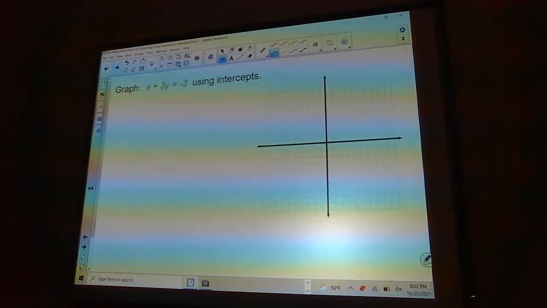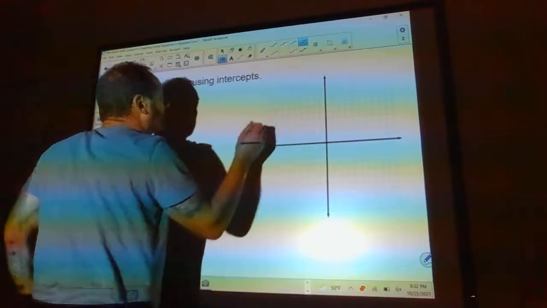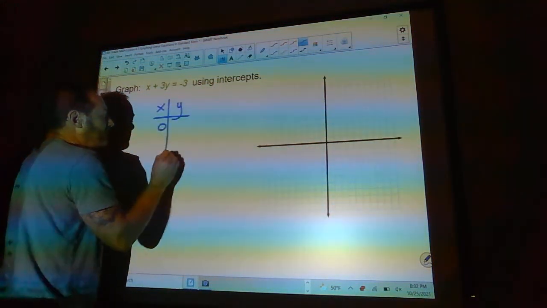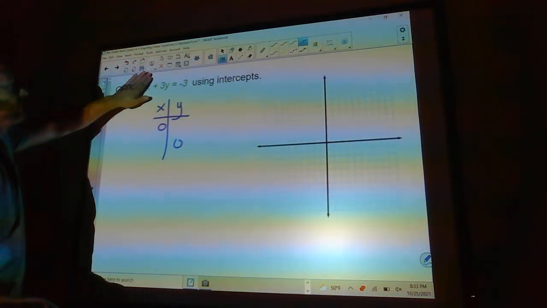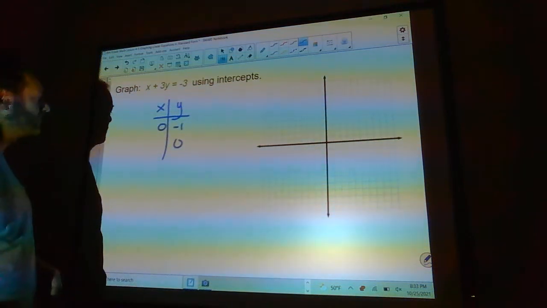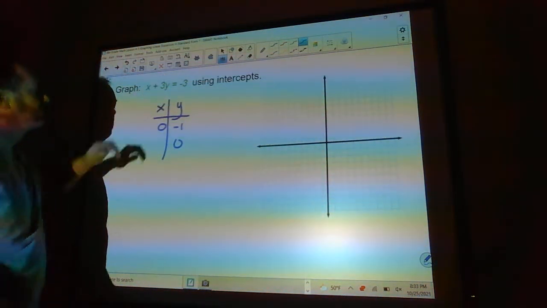Okay, graph x plus 3y equals negative 3 using intercepts. All right, so again, we're going to make a table. I'm going to plug in 0 here and 0 here. If I plug in 0 for x, I get 3y equals negative 3, so I'm going to divide by 3 and I'm going to get negative 1. I can plug 0 in for y, and I get x equals negative 3. That was easy.